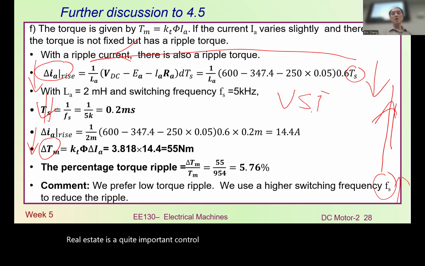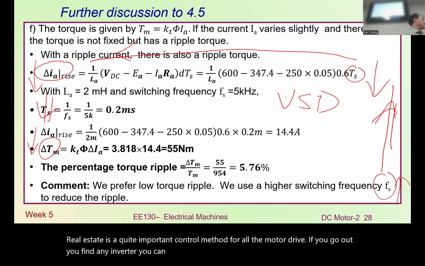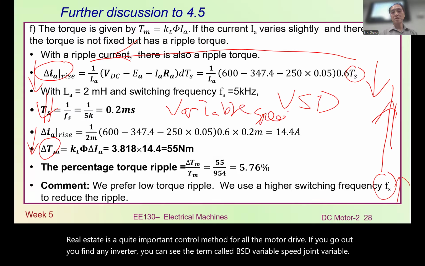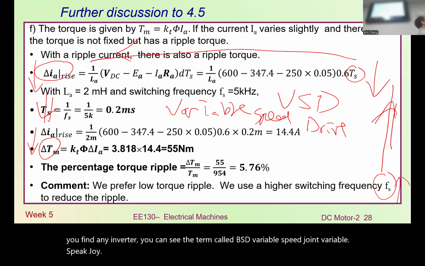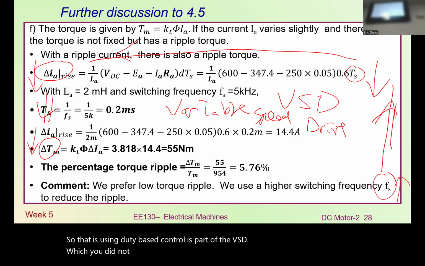For all motor drives, if you go out and buy any inverter, you can see the term called VSD, variable speed drive. So that is using duty-based control, which is part of the VSD, which you did last semester for the solar DC chopper. Now we're looking at how we control the motor. Any other questions? No? Okay, we continue next week.